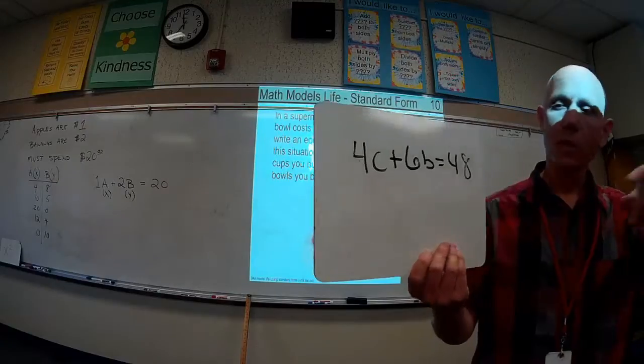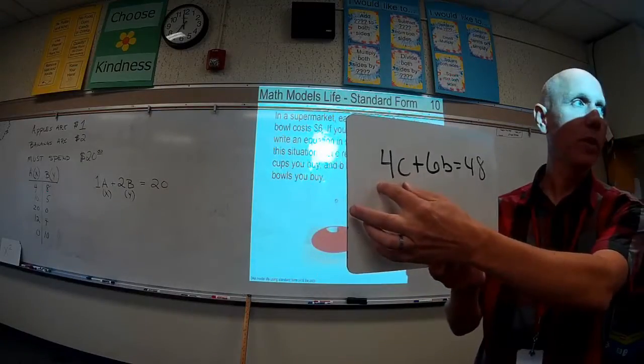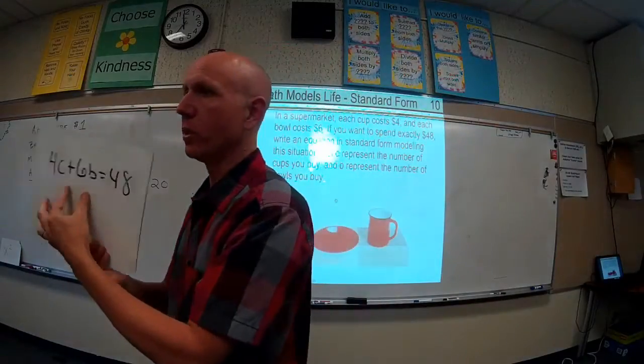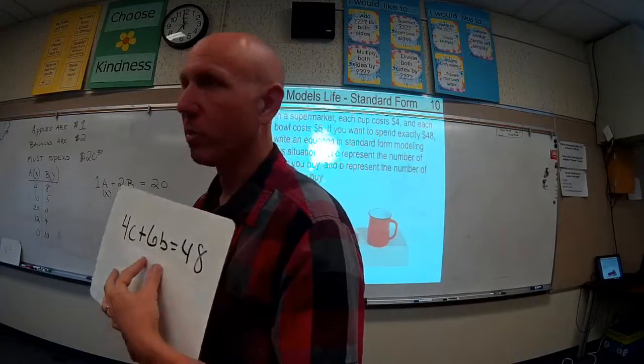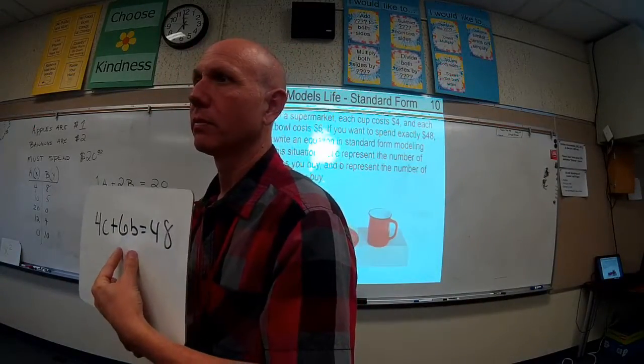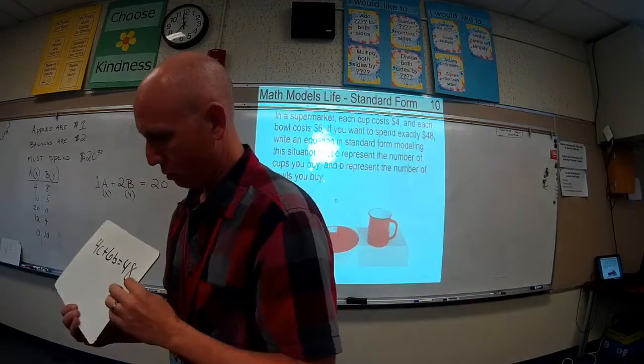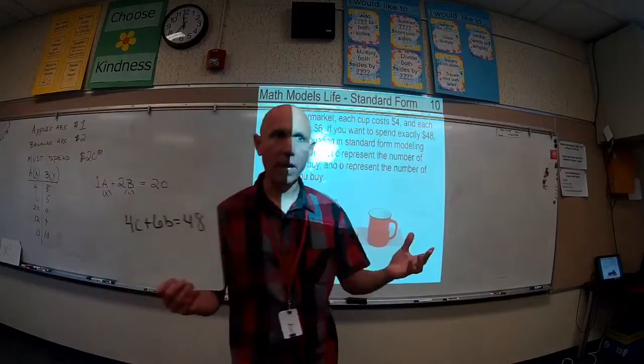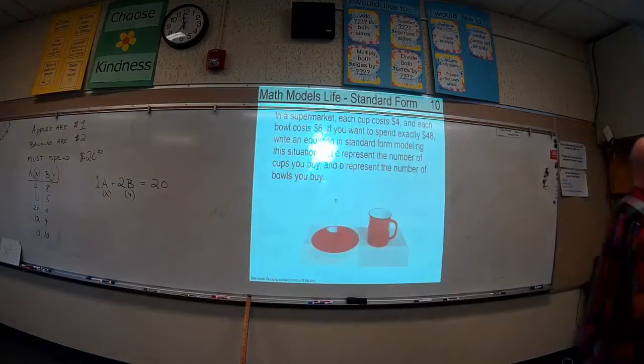Fisher, what does the 4C represent? The cost of all the cups I buy. Maddie, what's the 6B represent? That's the cost of the bowls. Bradley, the 48, what does the 48 represent? The total amount that I spent on cups and bowls.